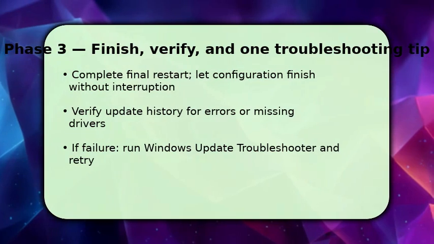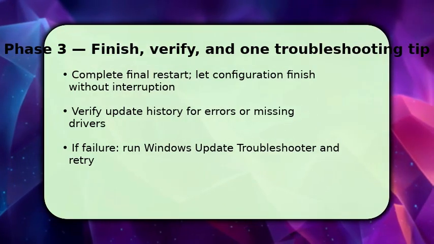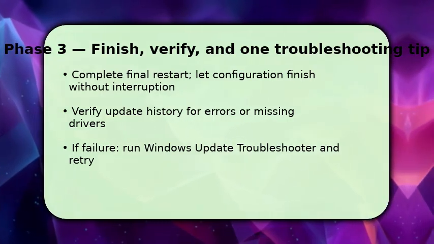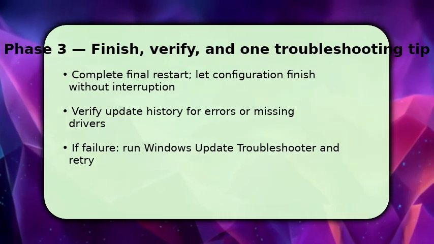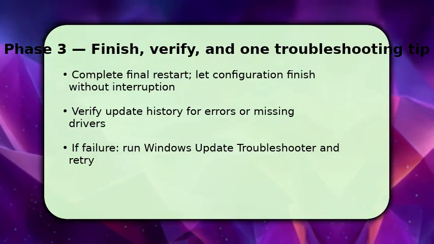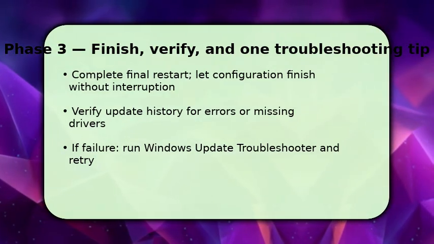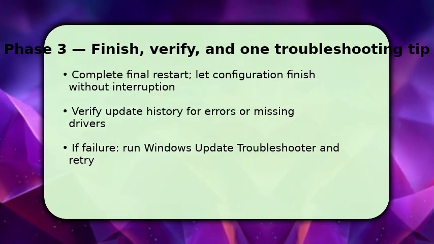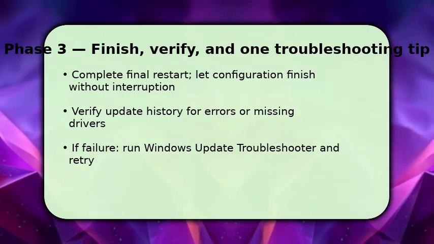You finish by letting the final restart complete. During configuration, the system may reboot several times, so don't force power off. After boot, go back to Settings, then Update and Security, then View Update History to confirm success and check for driver issues. If you spot a failed update, run the Windows Update troubleshooter, then retry updates. If that fails, uninstall the problematic update or roll back a driver. This targeted approach fixes most issues without needing full system recovery.